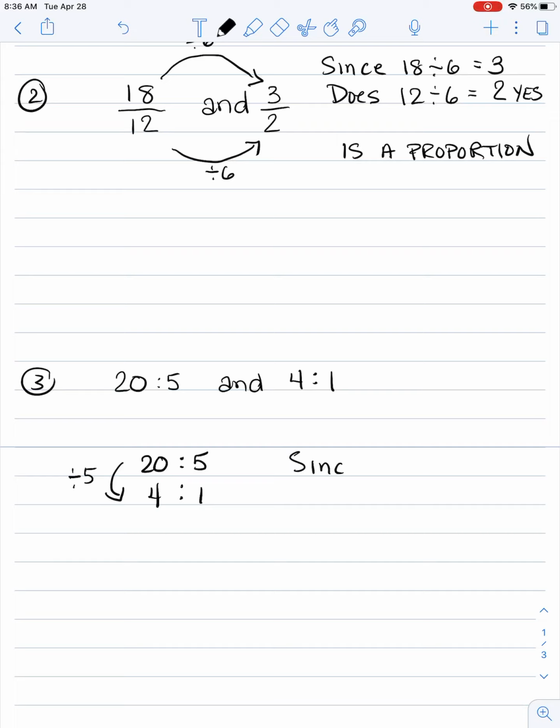So since 20 divided by 5 equals 4, my question is going to be, is this true? Does 5 divided by 5 equal 1? And again, of course, the answer is yes. And so this is a proportion.